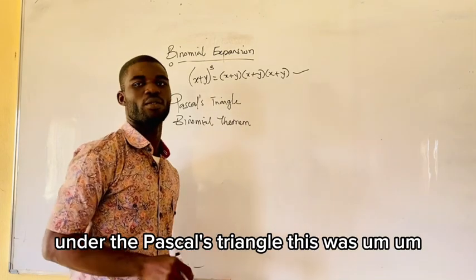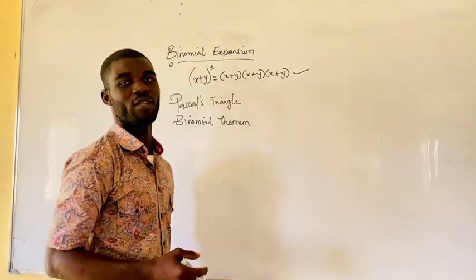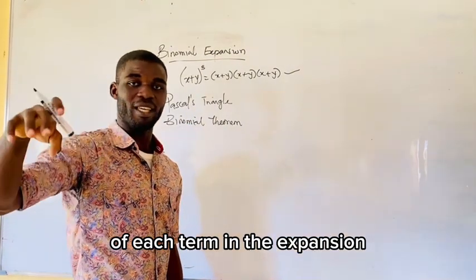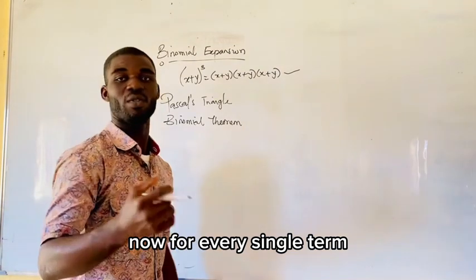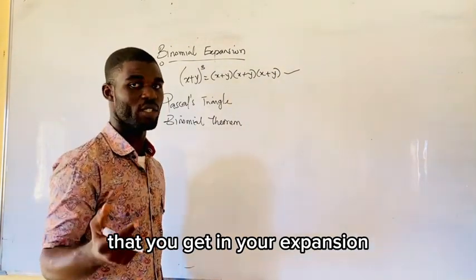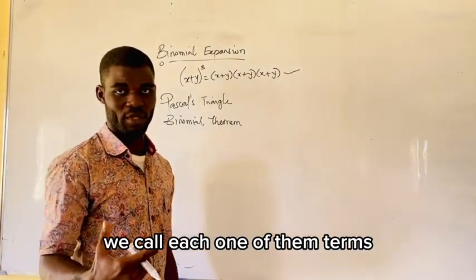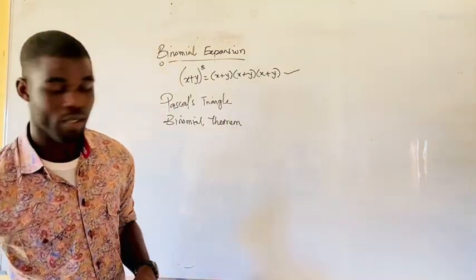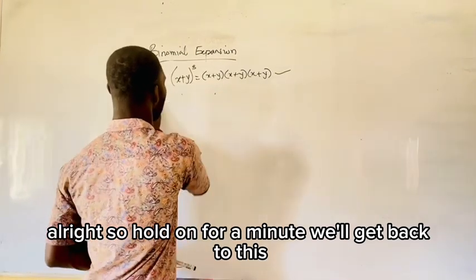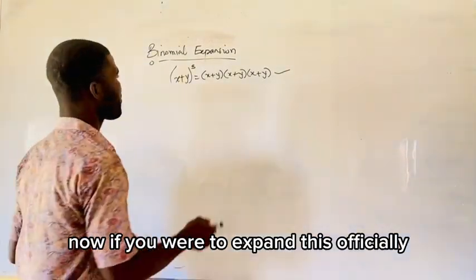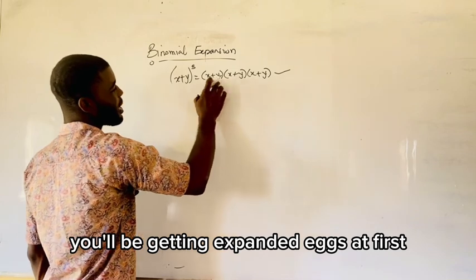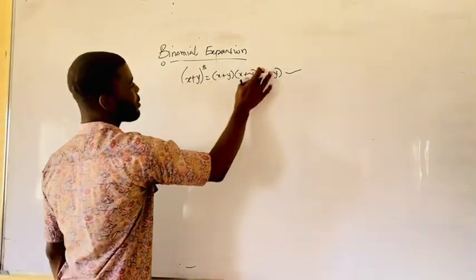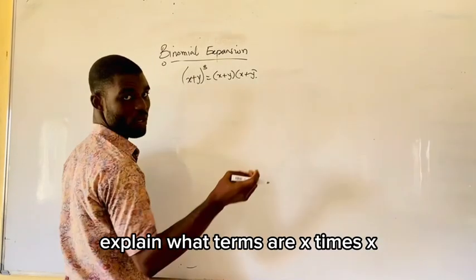Under the Pascal's triangle, this was a triangle created to actually notify and grab the coefficients of each term in the expansion. Now, for every single term or for every single value that you get in your expansion, we call each one of them terms. All right. So for this, if you were to expand this completely, all right, so hold on for a minute, we'll get back to this. Now, if you were to expand this, officially you'll be getting x times x at first, going these two ways. For instance, let's move this away from here, so I can just explain what terms are.